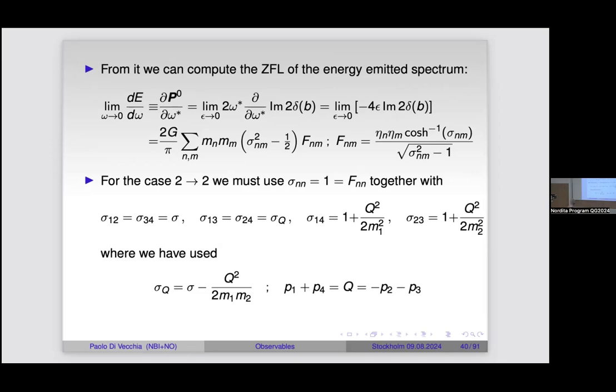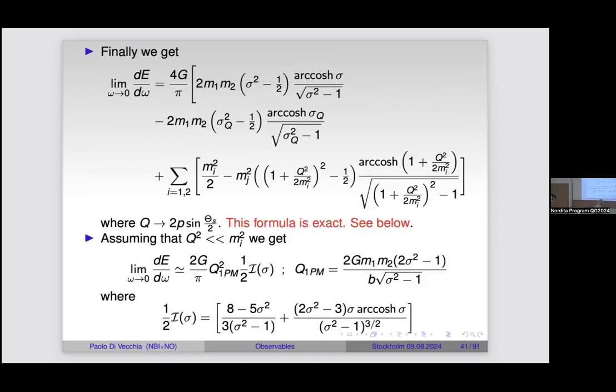And so for the 2 to 2 case, you define these quantities and you get that quantity, which is a function of q squared and the masses of the particles. This formula is exact. If you assume that q squared is much smaller than m1 squared and m2 squared, then you get this expression here.